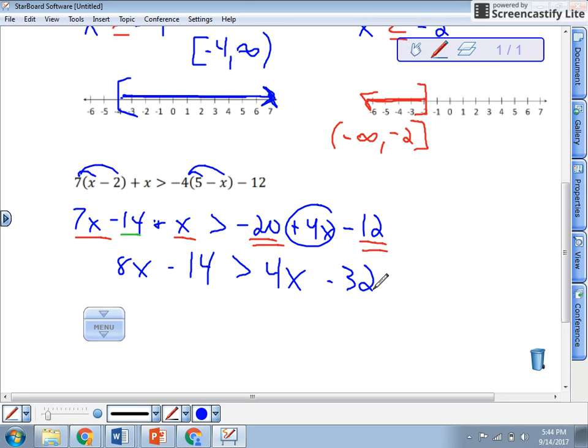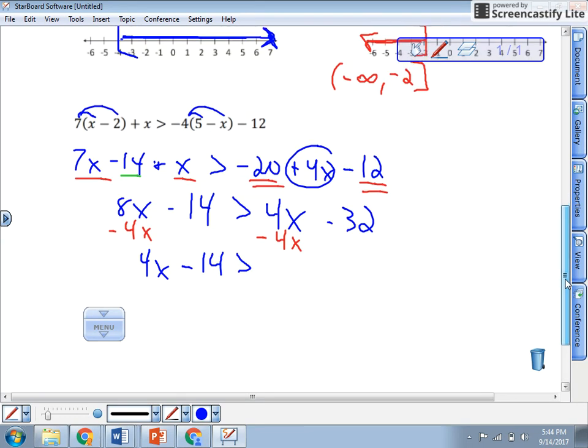Now it's opposite operations to get all the x's on one side. I want to move the 4x over, so I'm going to subtract 4x here. 8x minus 4x is 4x. I still have the -14 greater than -32. I'm going to add the 14 because I don't want that term. I want to get x by itself, so do the opposite. So we're going to get 4x greater than -32 plus 14, which is -18.